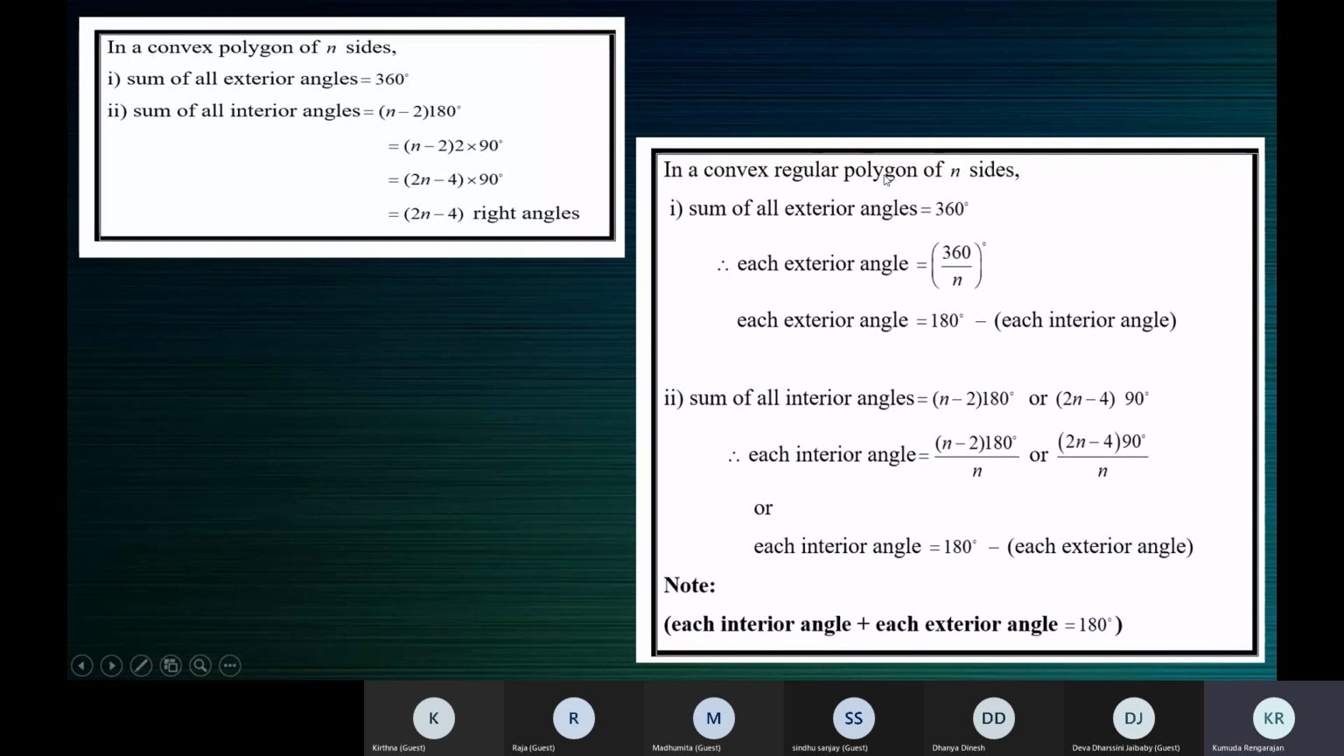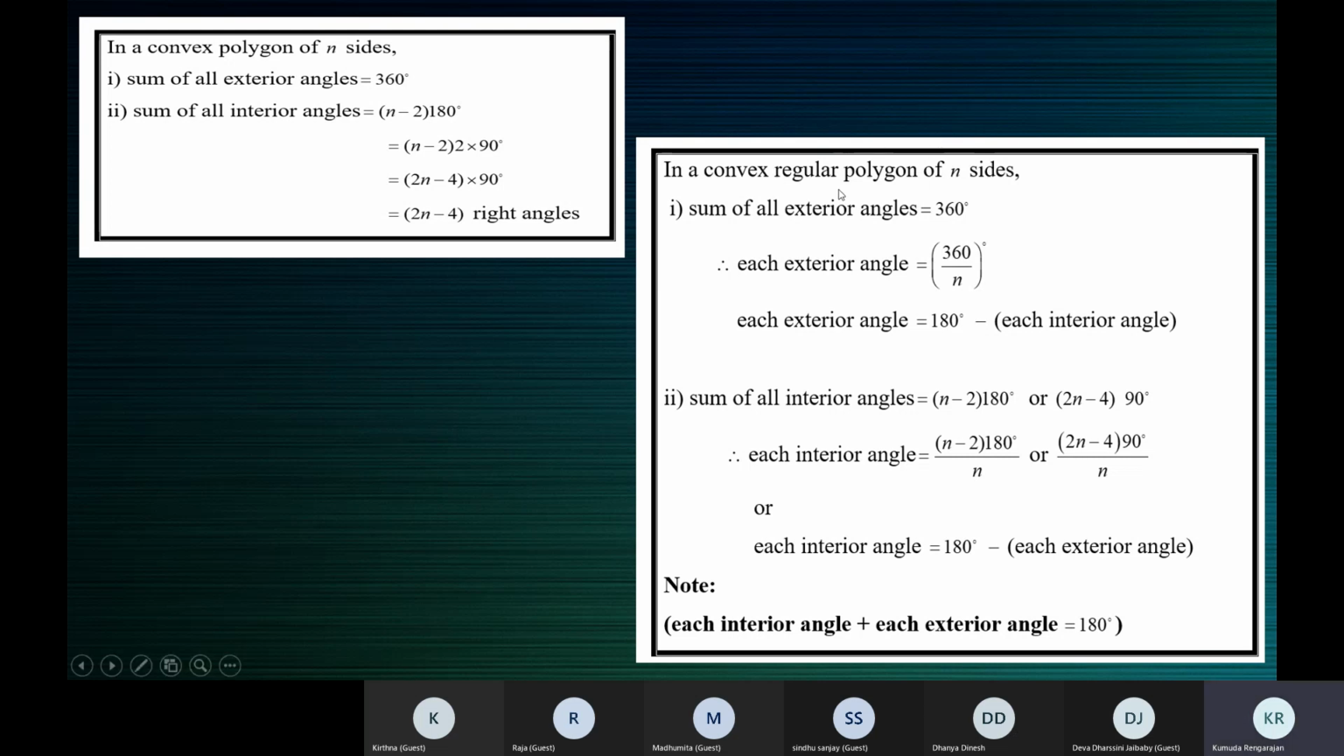Okay. But since it's a regular polygon, all their angles will be equal. Their sides are equal, interior angles are equal, exterior angles are equal because it's a regular polygon. Like a square is a regular polygon. A square is a regular polygon because in a square, all sides are equal. Each interior angle measures 90 degrees. All the sides are equal and all interior angles are equal. A regular polygon.